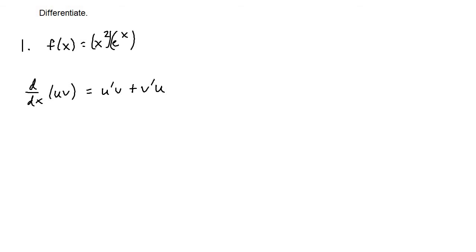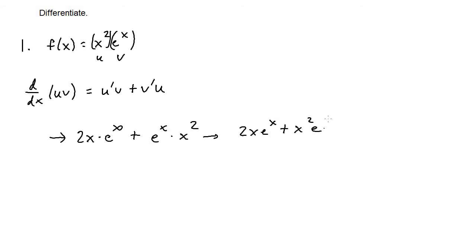So for this example, I'm just going to go ahead and label x squared as u and e to the x as v. So the formula, once again, is going to be the derivative of the first function, so derivative of u, which is 2x, times the second function unchanged, so that's just e to the x, plus the derivative of the second function, derivative of e to the x is e to the x, times the derivative of the first unchanged. That's just x squared. So then we get 2x e to the x, and then plus x squared times e to the x, and that is going to be the final answer for the derivative f prime of x.